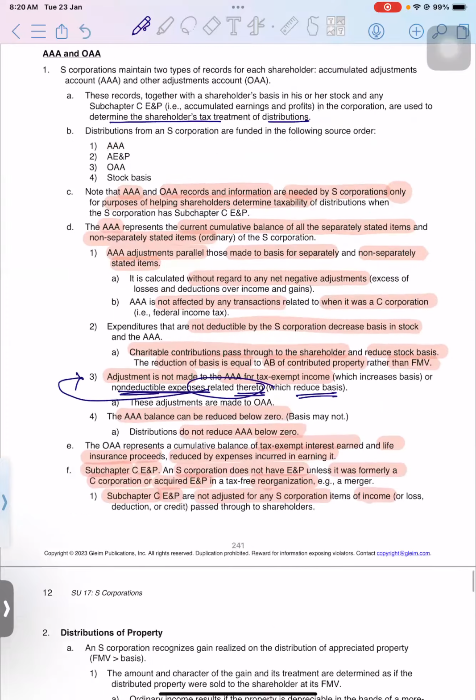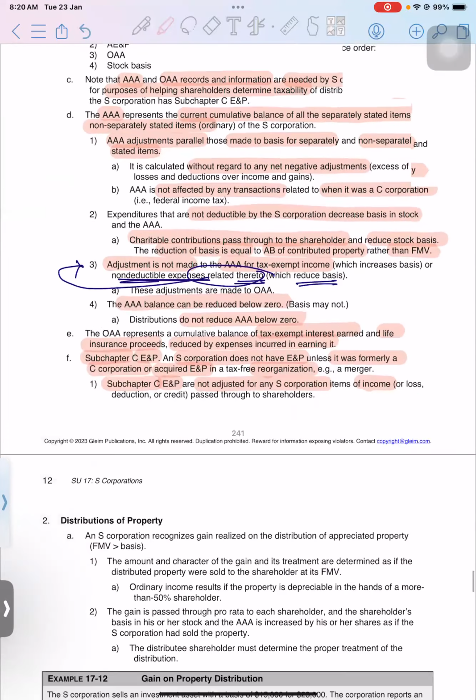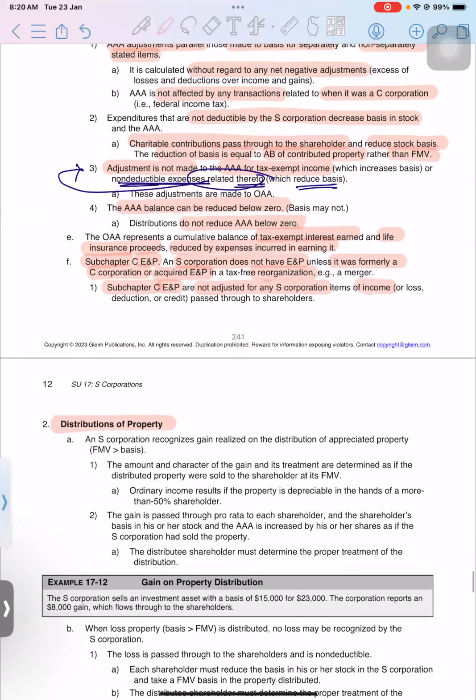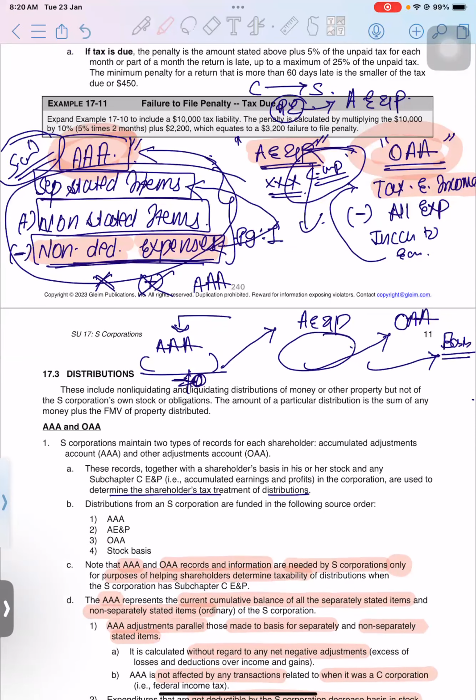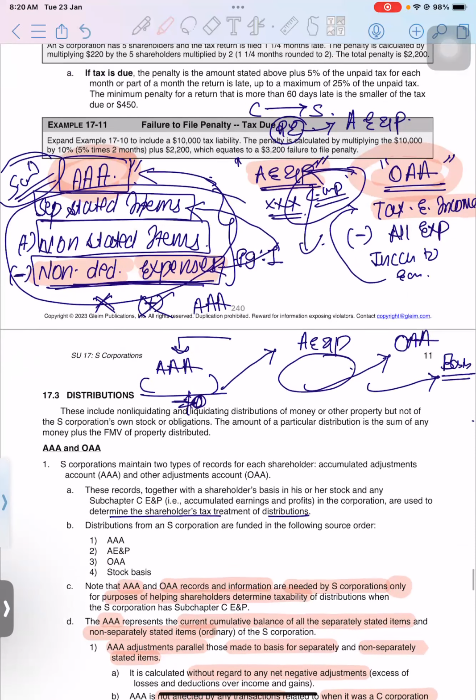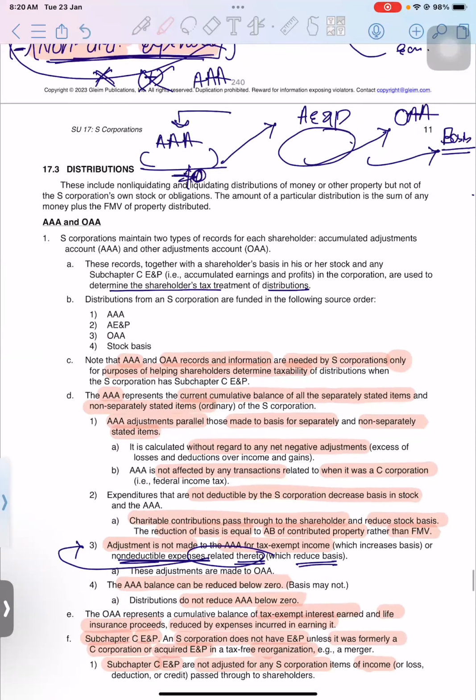Now let's see what happens if there is a distribution of property. I hope you guys are clear with the difference between AAA and OAA. If you have any queries or questions, please write them in the comment box, or if you're still confused with any of the bullet points, you can just let me know.